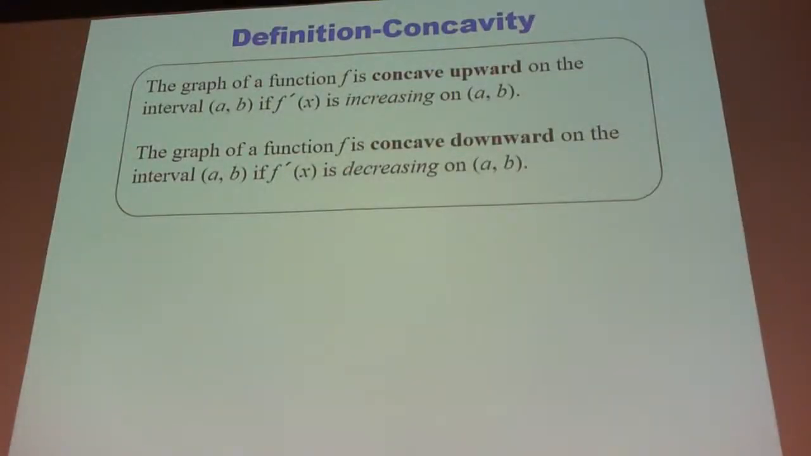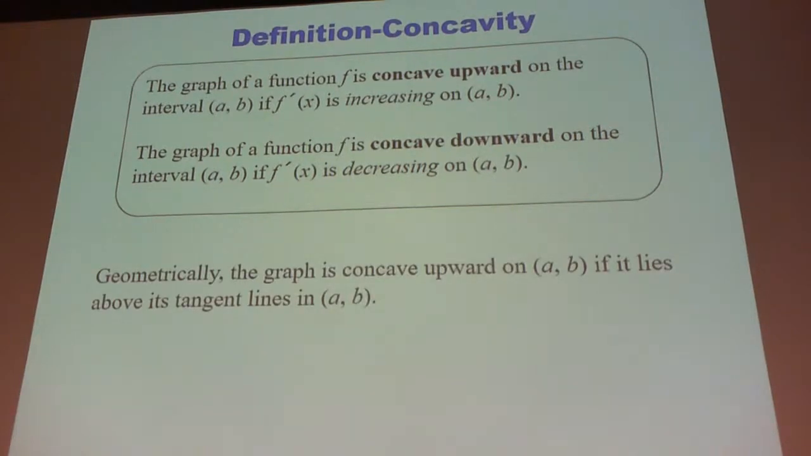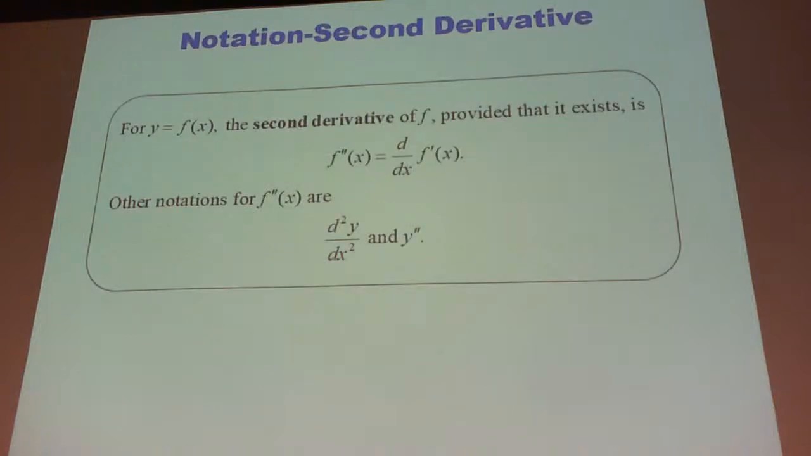The graph of the function f is concave up on the interval AB if the first derivative is increasing on AB. The graph of the function is concave down on the interval AB if the first derivative is decreasing on AB. Geometrically, the graph is concave up on AB if it lies above its tangent line in AB. The graph is concave down in AB if it lies below its tangent line in AB.